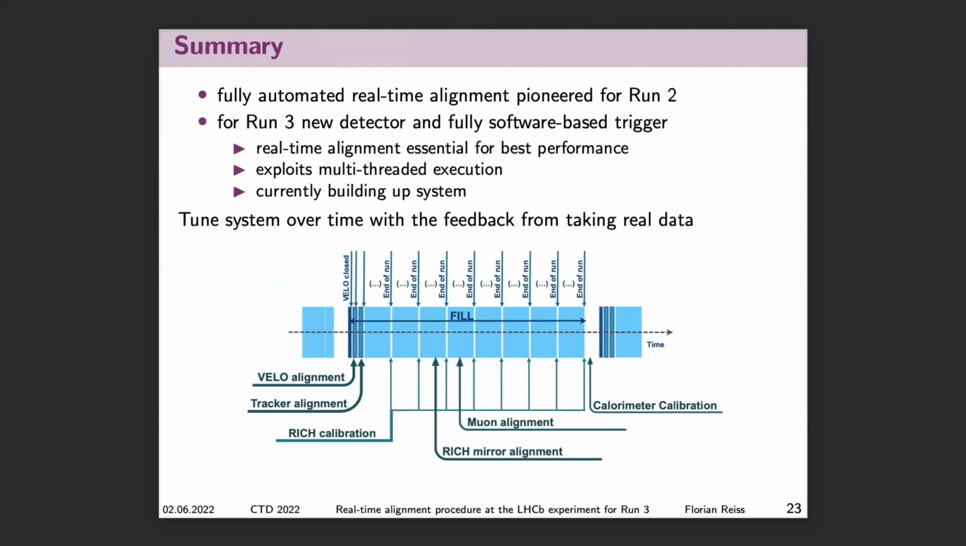So we have this fully automated real-time alignment procedure pioneered for Run2, and of course we want to use it also for Run3, where we have quite different conditions. This real-time alignment is quite essential for the best performance, and as I told you, it's essential for our trigger strategy. It exploits the multi-threaded construction, and currently we are still building up the whole online alignment system. Then of course we have to tune it a bit once we get data and get some feedback from the detector and see how it performs.